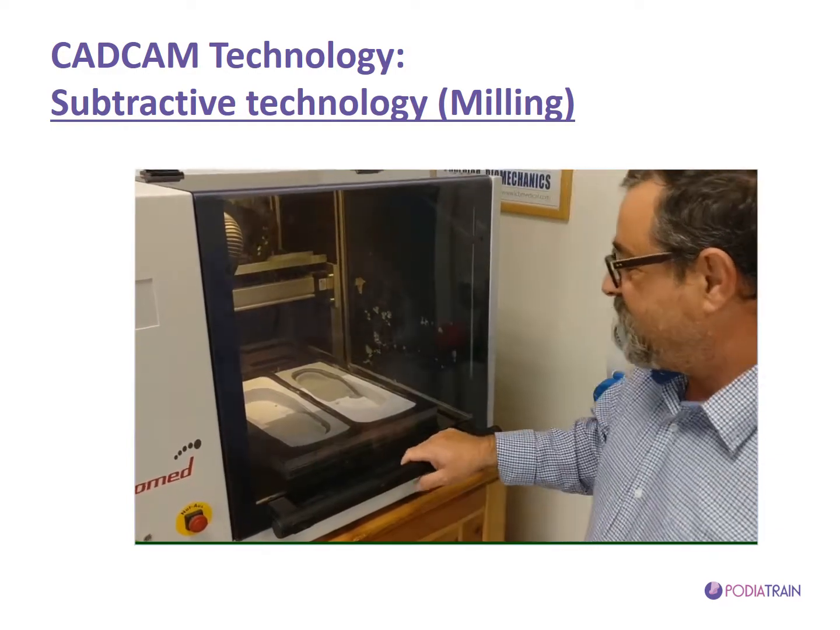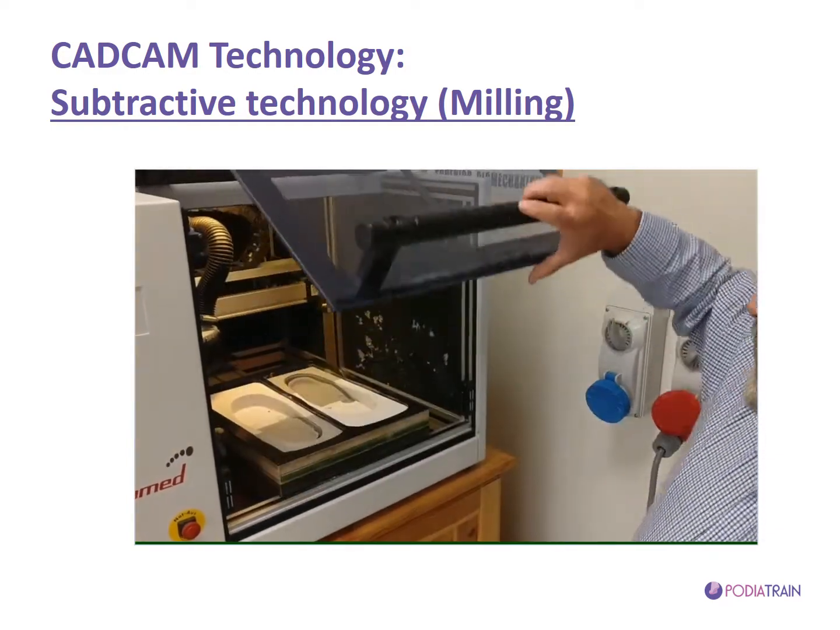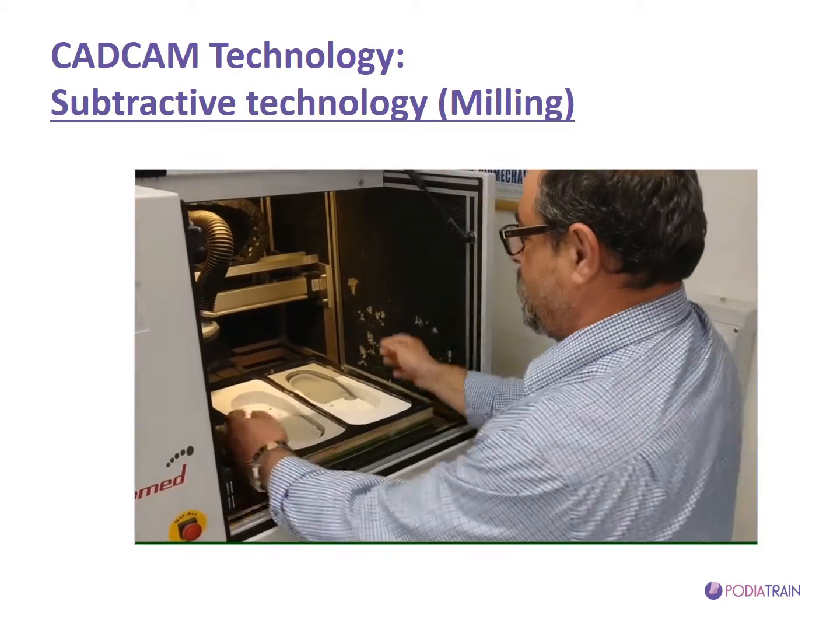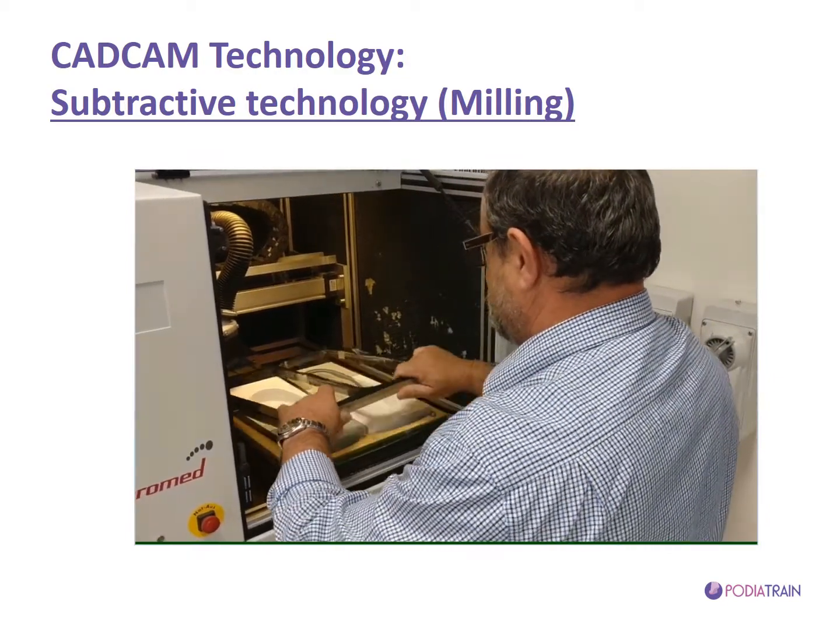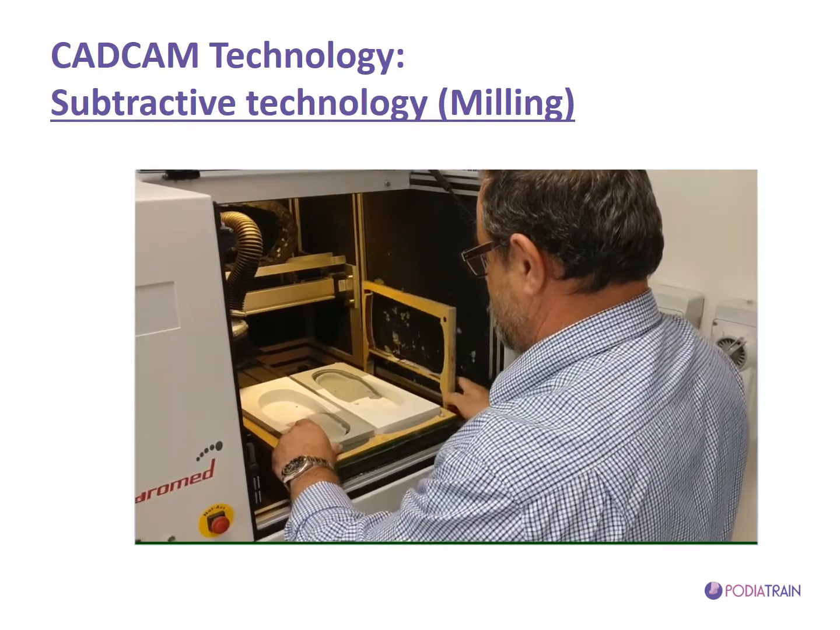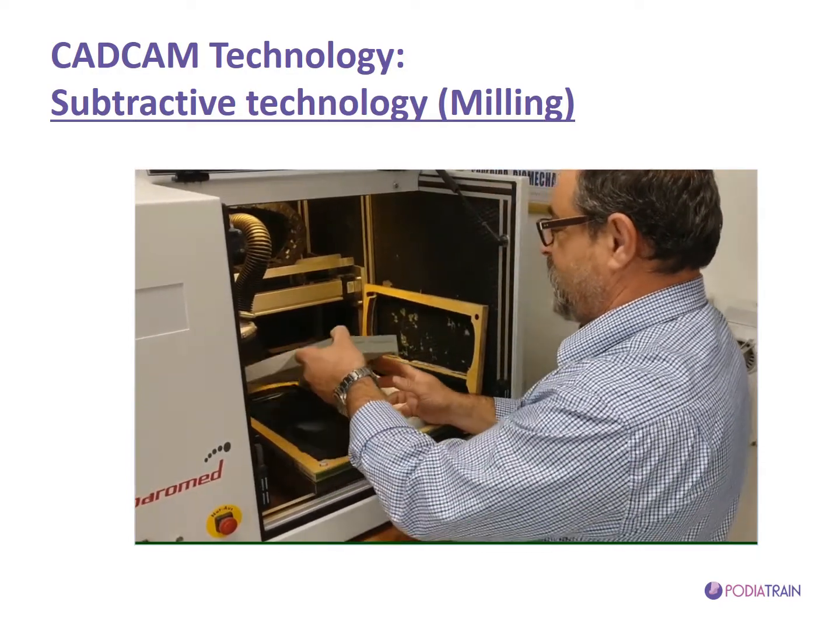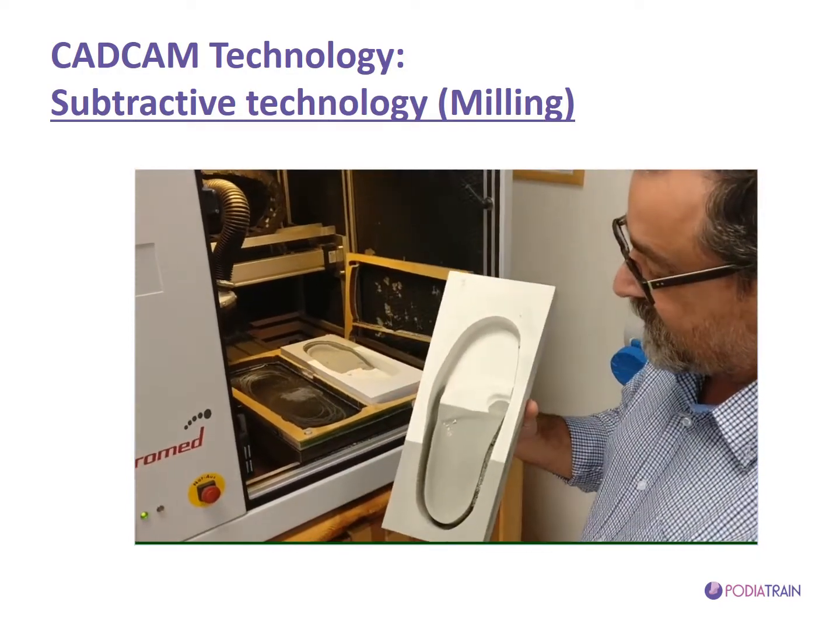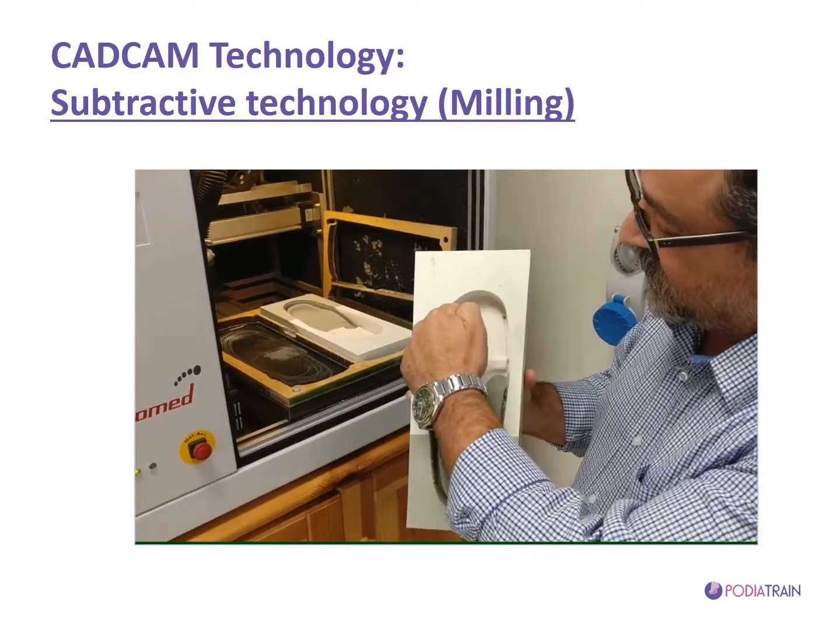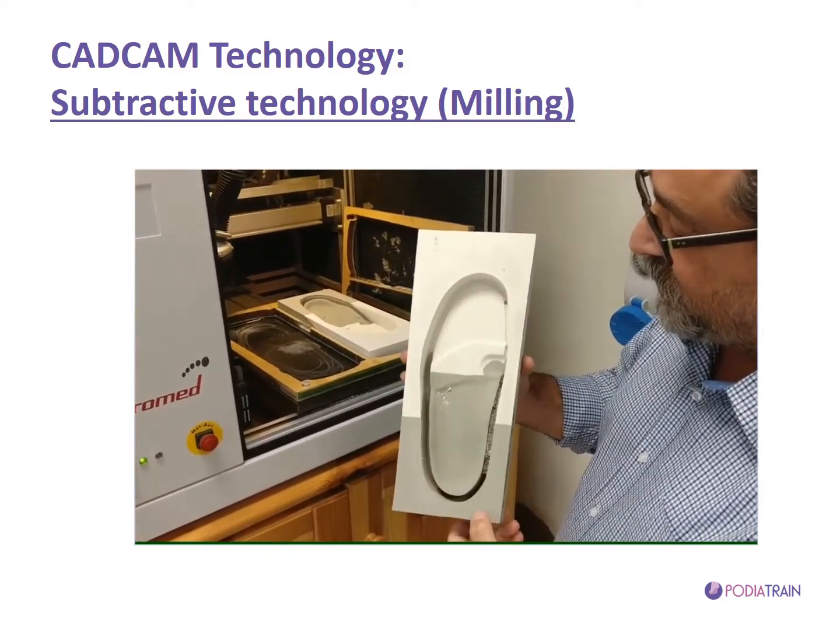So these are the finished orthoses which we need to remove from the milling machine. As we can see, there is minimum amount of dust, and the finished orthoses can be seen. All it needs is to remove it from the blank now.